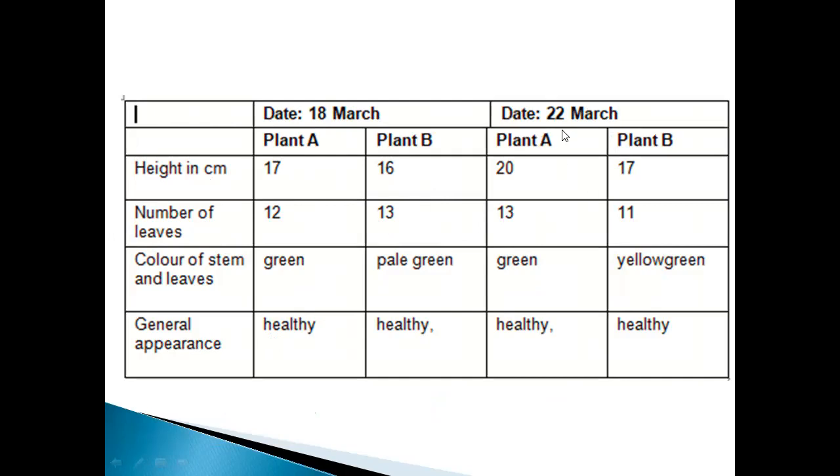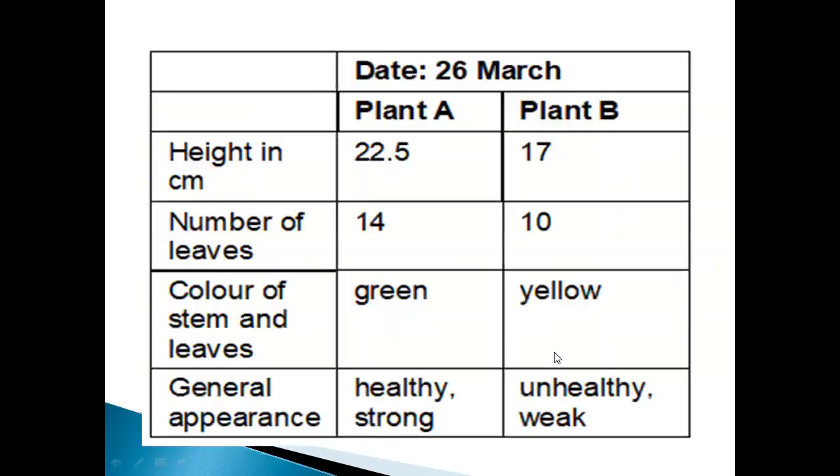Day 22 now. Plant A 20 centimeters, growing up. Plant B goes down to 17. Number of leaves: plant A 13, plant B 11. Color of stem and leaves green, and plant B yellow green. Now it's changing color because of sunlight. We don't put it in a sunlight place, so yellow green. General appearance, both still healthy.